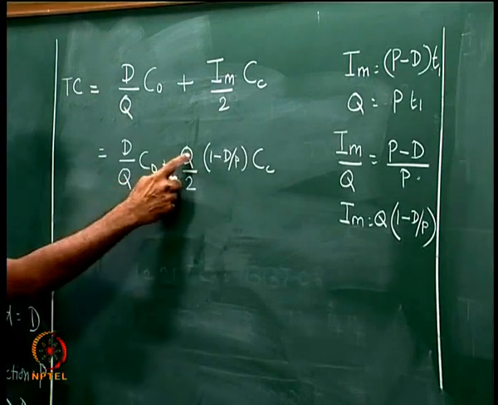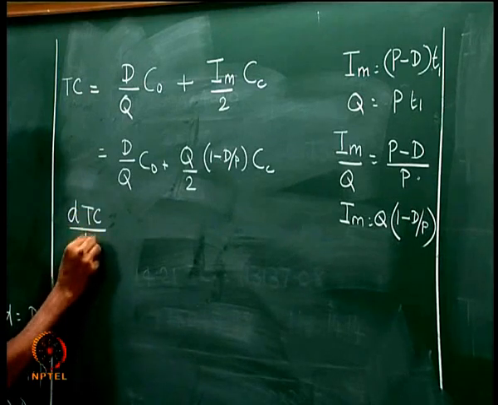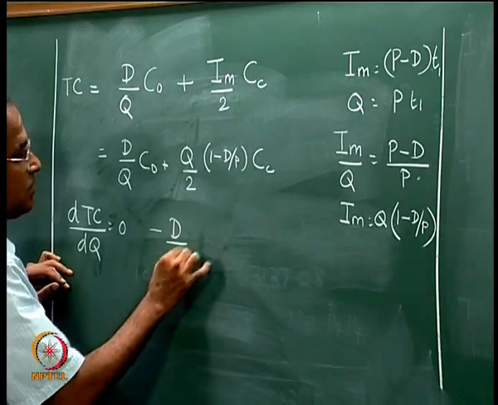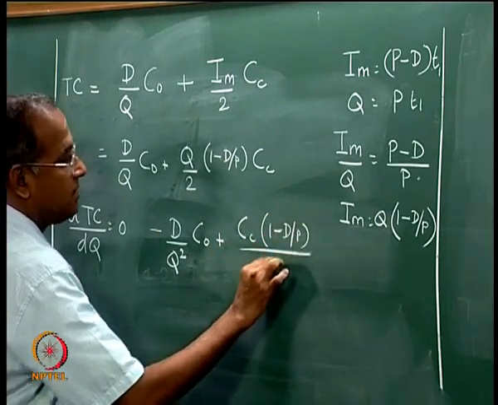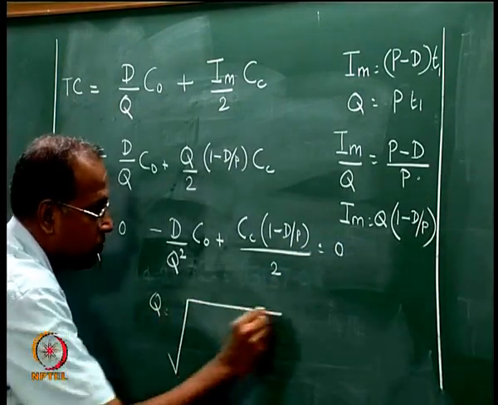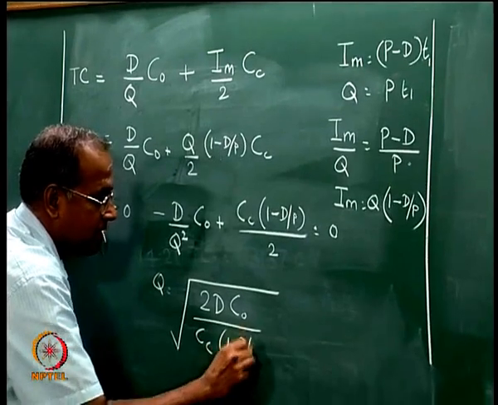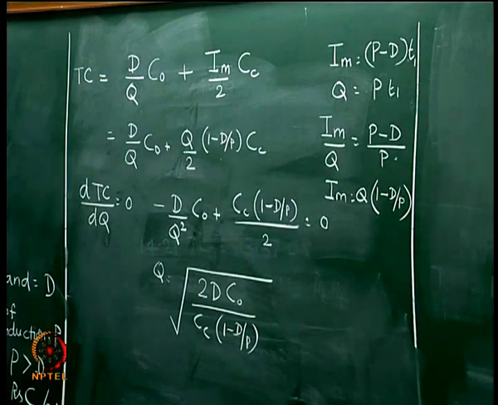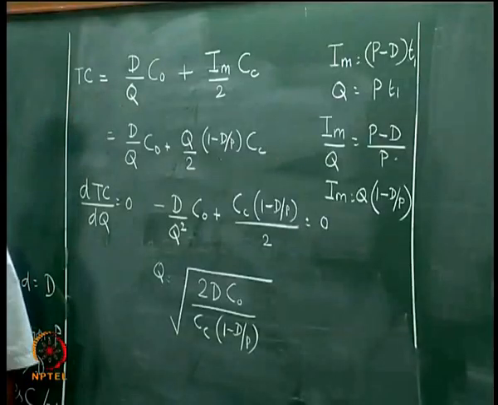Now, we need to find out the best value of Q, which minimizes the total cost. So, this is got by differentiating DTC by DQ equal to 0, which would give us minus D by Q square C naught plus C C into 1 minus D by P divided by 2 equal to 0, from which Q is equal to root over 2 D C naught by C C into 1 minus D by P. So, this is the best value of the economic batch quantity such that we optimize the total cost.